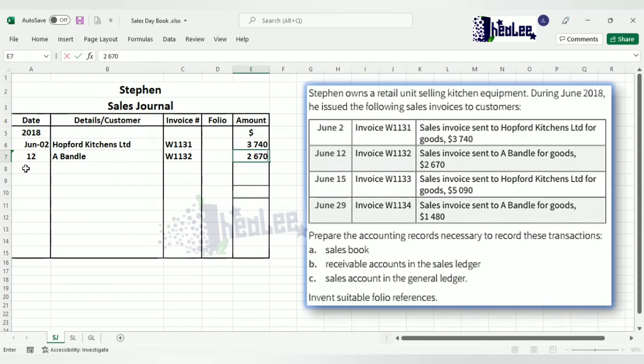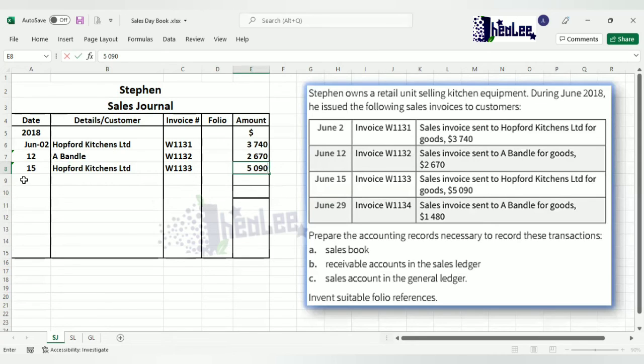So we'll move into the other, and that is June 15th. Details coming from the transaction there says invoice sent to Upford Kitchens Limited for goods 5,090. So the details is Upford Kitchens Limited, and the invoice is W1133. The amount is 5,090.